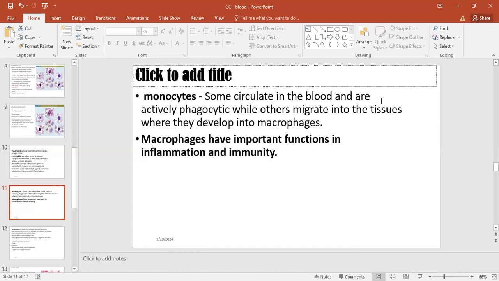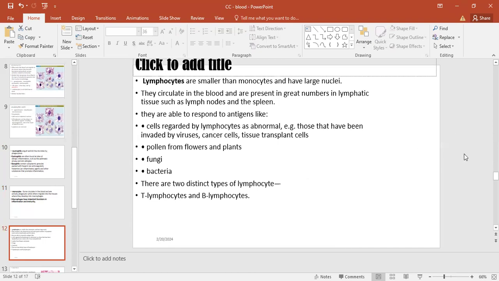The first agranulocytes we'll look at are the monocytes. These circulate in the blood and they are phagocytic. However, some of them will migrate into different tissues, where they'll be known by different names. For example, in the central nervous system, they'll be known as microglia. In the liver, they'll be known as Kupffer cells. In the umbilical cord, they'll be known as Hofbauer cells. So they are known by different names depending on where they are.